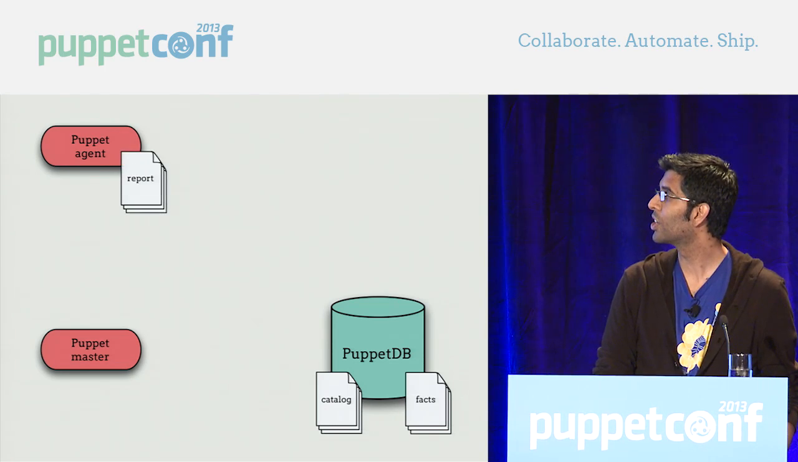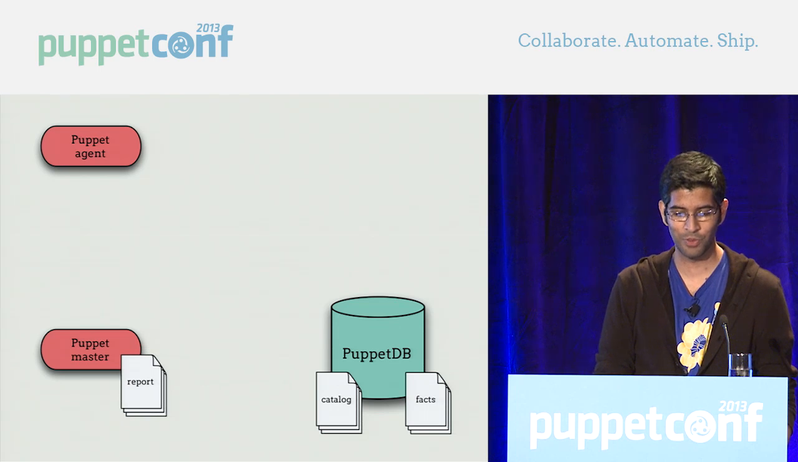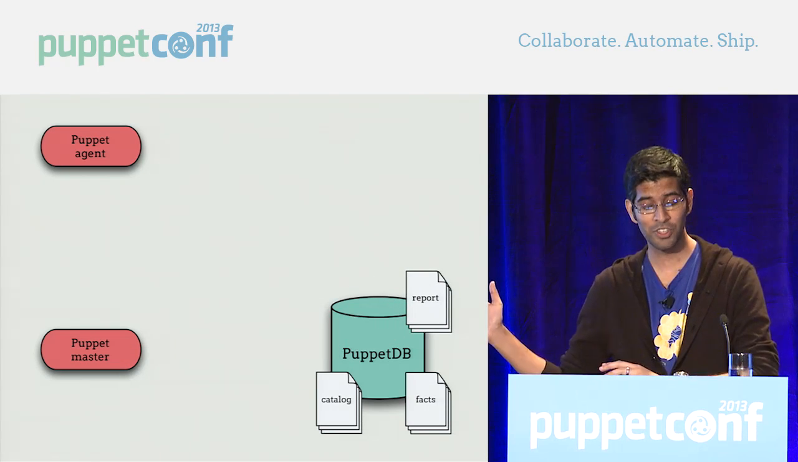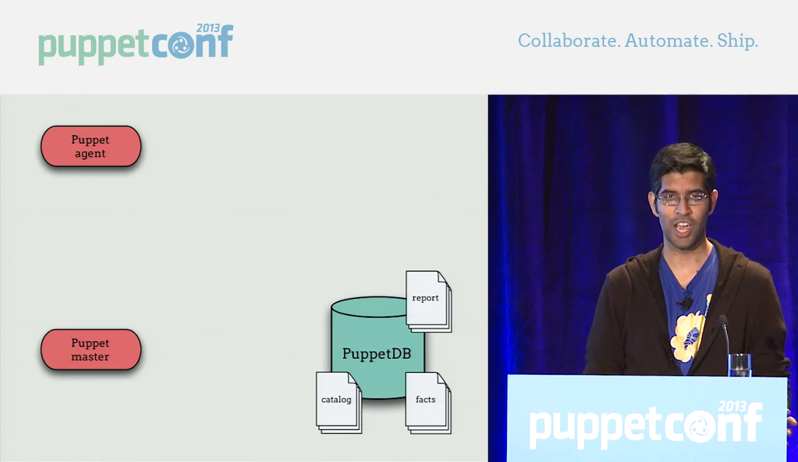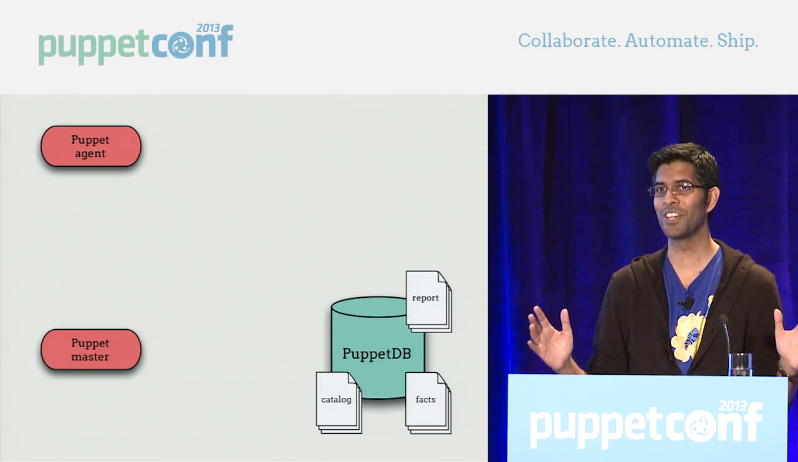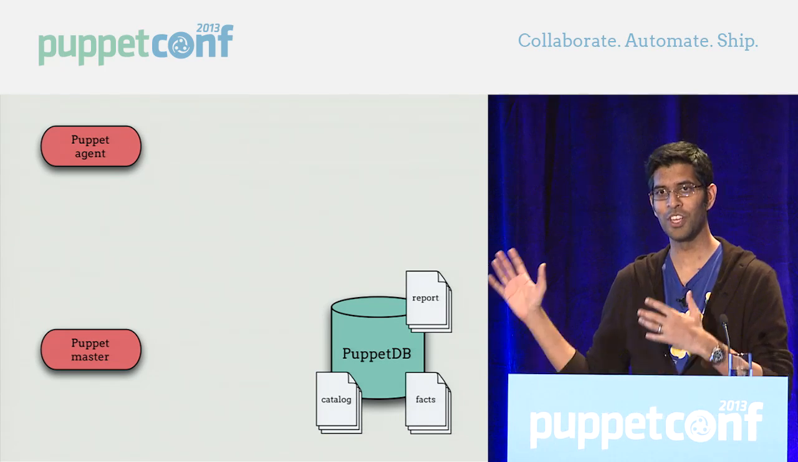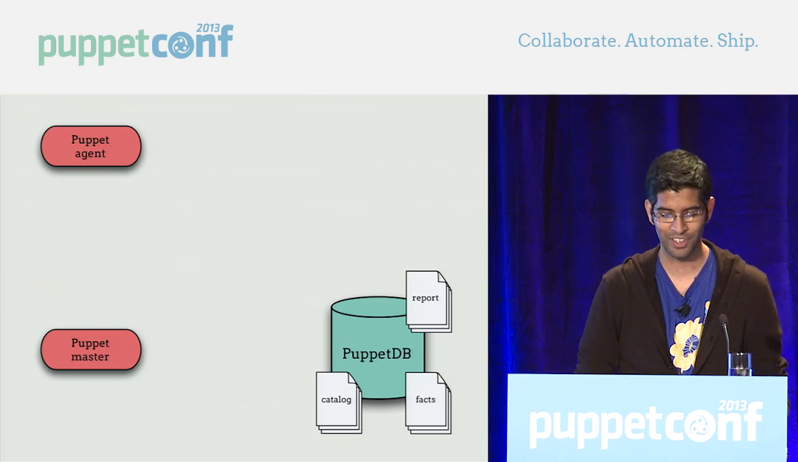The report comes all the way back to the master. Master needs to figure out what to do with it. The master can send it to PuppetDB, where it is kept. OK, so that's a really brief introduction to where all the data goes. It goes into the big green cylinder, obviously.